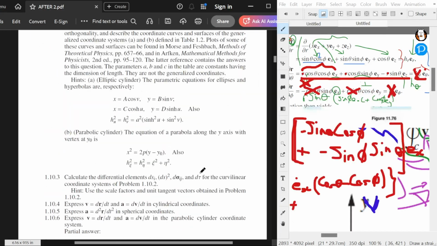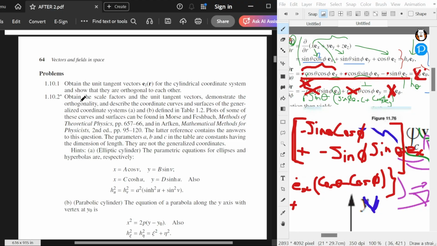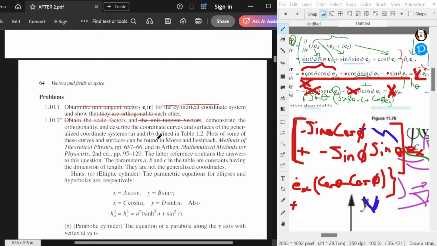Problems. Let me just skim these problems. I'm not going to do them. I might at some point. Obtain the unit tangent vectors in the cylindrical system so that they are orthogonal. Obtain the scale factors. Okay, I can't lie, these sound like interesting questions.